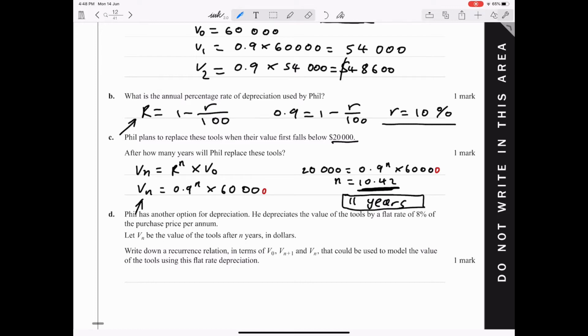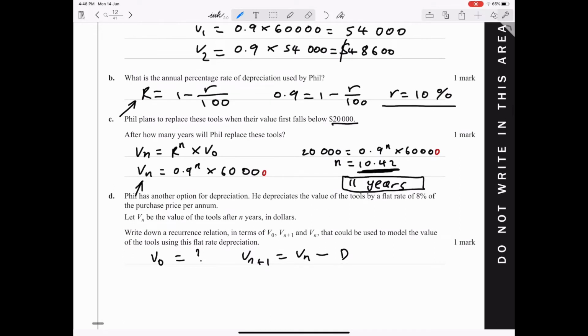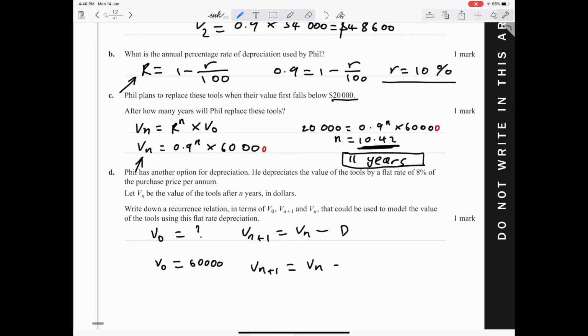So to do this question, we know that the rule of a recurrence relation using the flat rate method of depreciation would be V0 equals something, Vn plus 1 equals Vn. In this case, it's flat rate depreciation, so it would be minus D. So we know V0 is $60,000 because that's the initial purchase price of Phil's tools. Vn plus 1 equals Vn minus D. So we have to find what the value of D is.